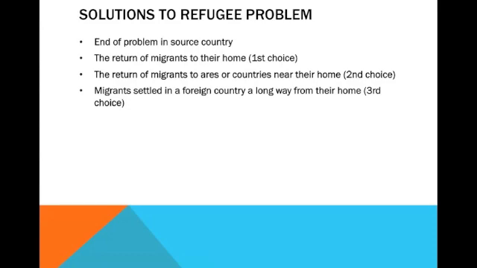Okay. Then there's also the return of migrants to their home, which is kind of what would happen if there was an end of problem in the source country. Then there's also the return of migrants to areas or countries near their home. And also migrants settled in a foreign country a long way from their home, which they can all do that.